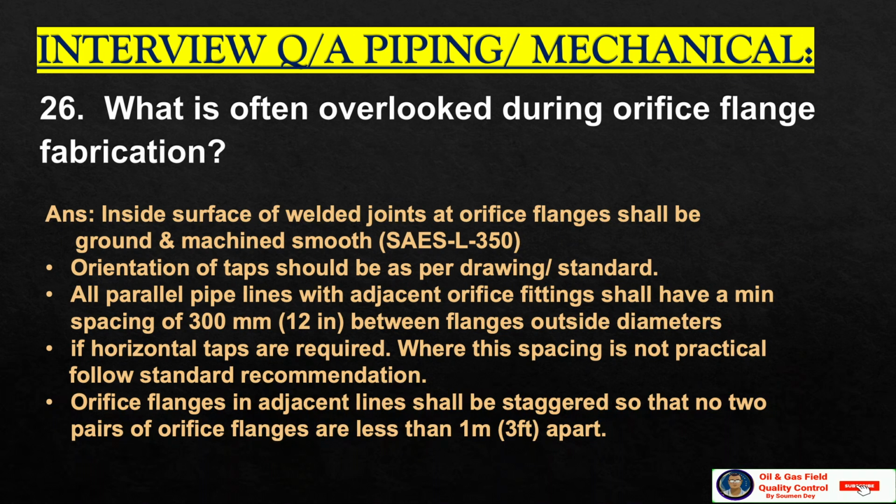All parallel pipelines with adjacent orifice flanges shall have a minimum spacing of 300 mm or 12 inches between flange outside diameters. If horizontal taps are required where the spacing is not practical, follow the standard recommendation. Orifice flanges in adjacent lines shall be staggered so that no two pairs of orifice flanges are less than 1 meter or 3 feet apart.